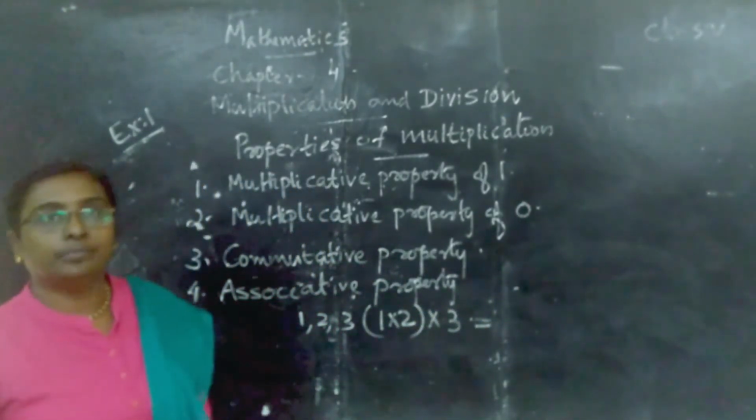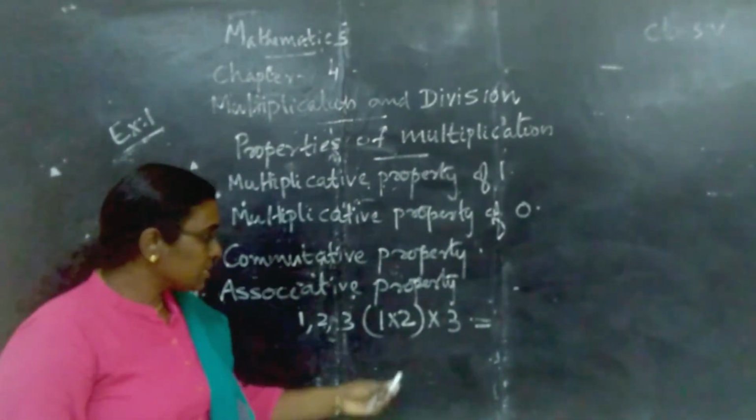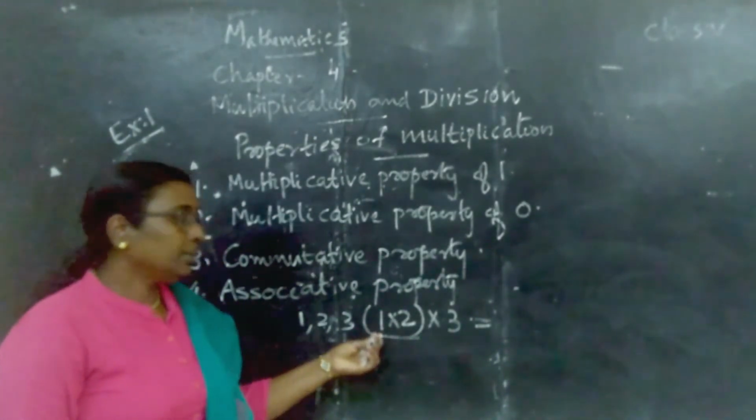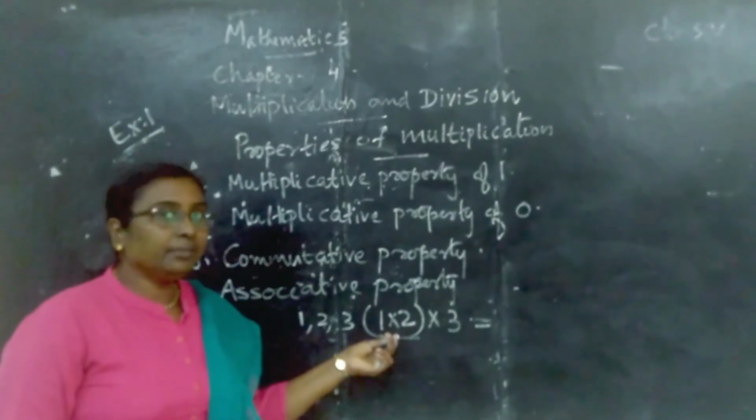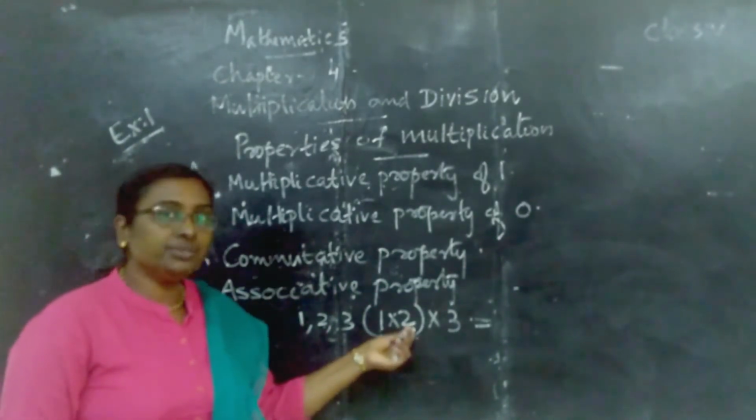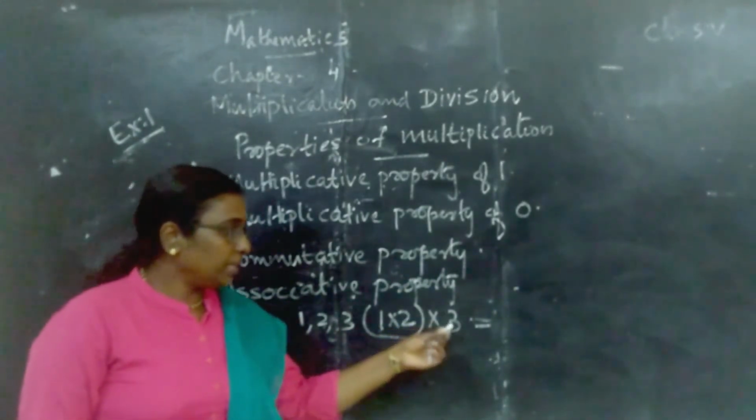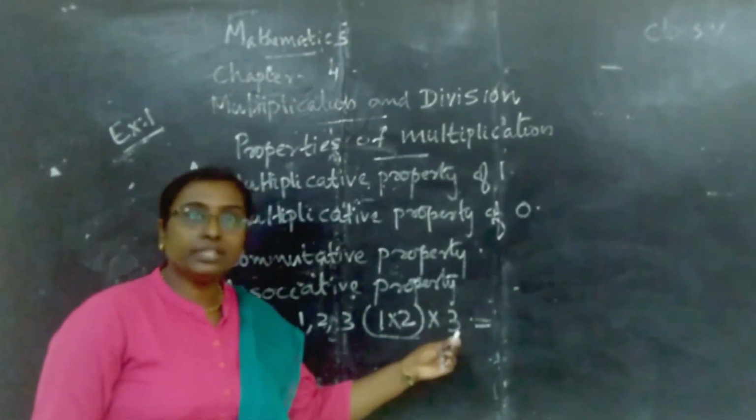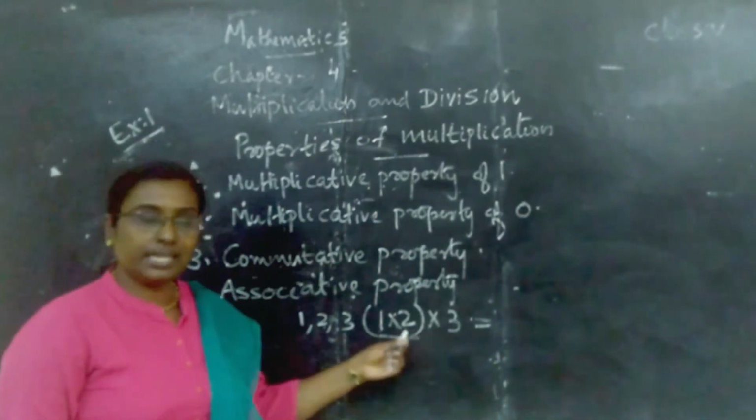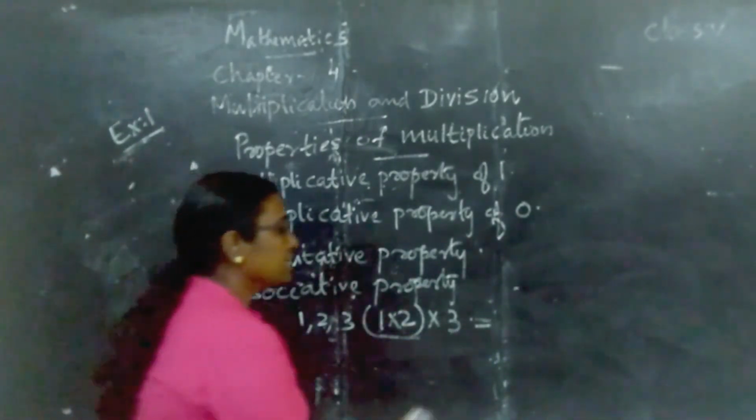What is the answer? We multiply the numbers within the brackets first, that is 1 into 2. 1 into 2 is 2. Then multiply that answer with the 3, isn't it? That is 2 into 3 is 6.